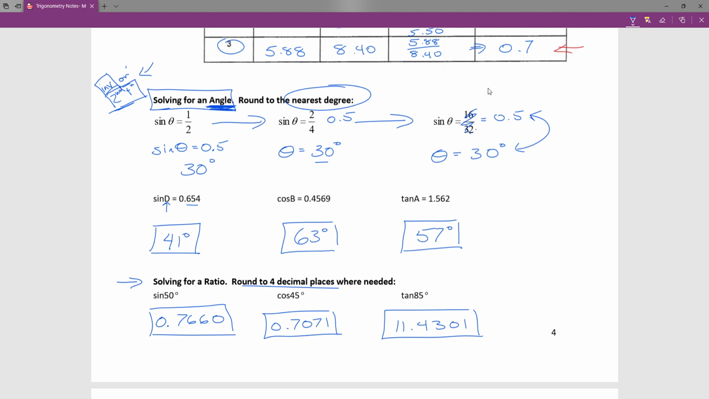So that's the end of the first video. At this point, you can do the assignment, numbers 1 through 7.